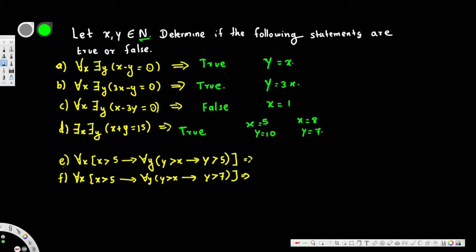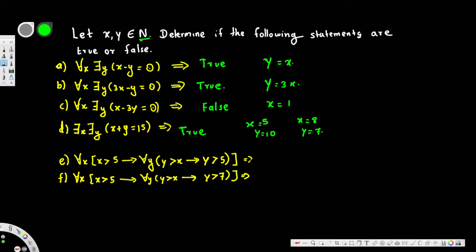Now let's look at the E part. The E part is saying, for all x greater than 5 implies that for all y such that y is greater than x implies y is greater than 5. Okay, it looks a little bit bigger, so let's break it down. Let's look at this one. For all x greater than 5. x greater than 5 means what? x can be 6, 7, 8, 9, 10, something like that.